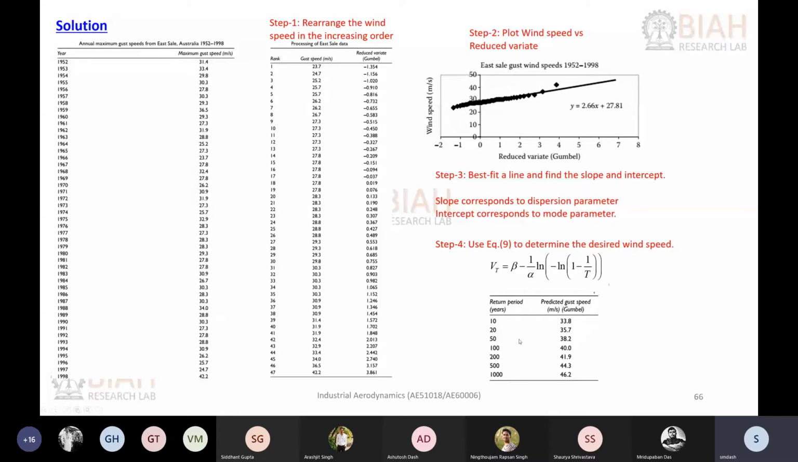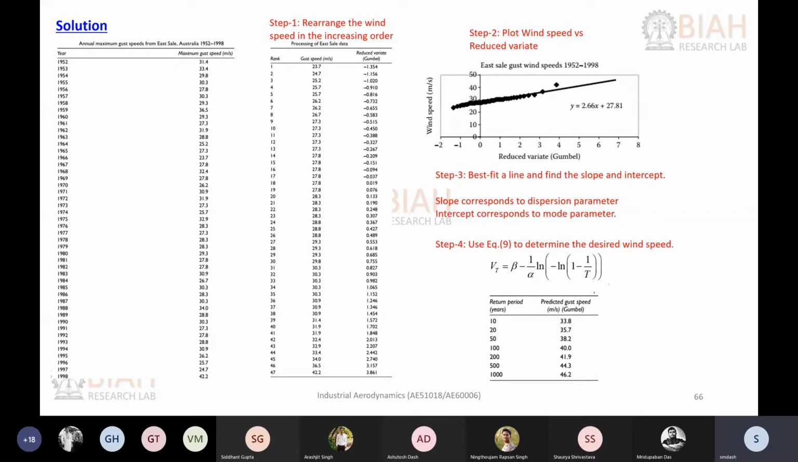So here a set of return periods is given to you, which are calculated using this equation based on the alpha and beta obtained from here. Basically your beta is 27.81, and 1 by alpha is this much. If you substitute, you'll get the return period. All right. So this is one of the questions that you may expect, something in a similar manner.